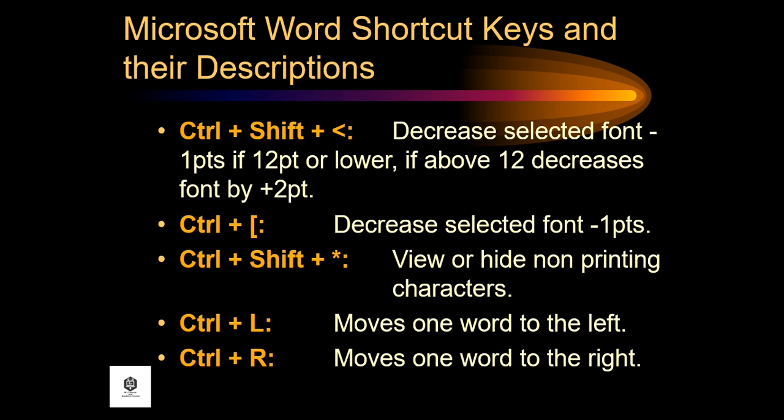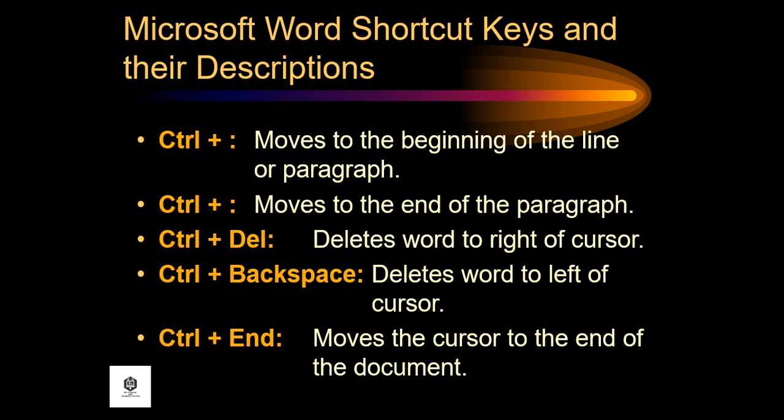Ctrl Shift asterisk, view or hide non-printing characters. Ctrl left arrow moves one word to the left. Ctrl right arrow moves one word to the right. Ctrl up arrow moves to the beginning of the line or paragraph. Ctrl down arrow moves to the end of the paragraph.